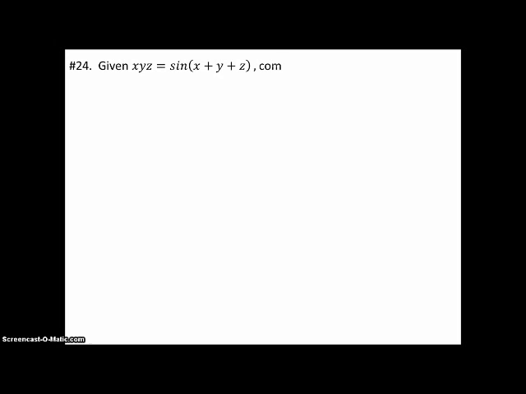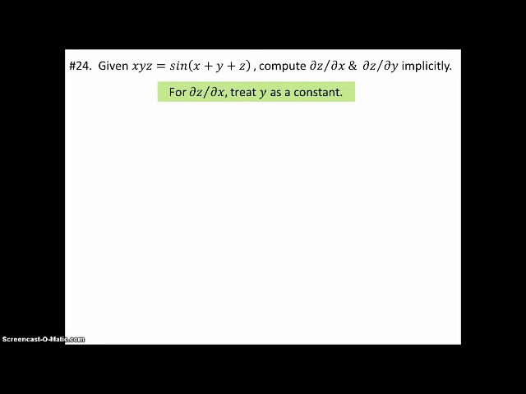Number 24, given xyz equals sine of x plus y plus z, compute the partial derivative of z with respect to x and with respect to y implicitly. Okay, so for the partial derivative of z with respect to x, we're going to treat y as if it were a constant. We're going to treat z as if it were a function of x and y. So we're going to apply the chain rule to z.